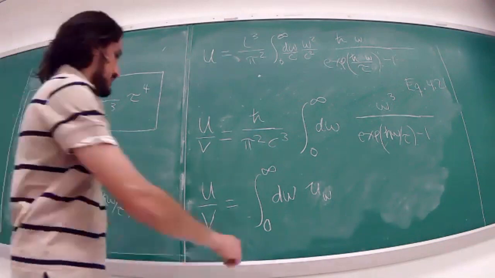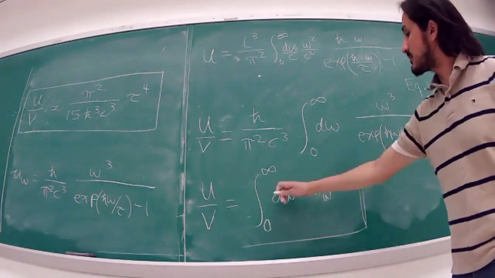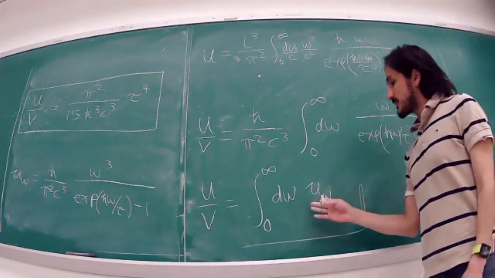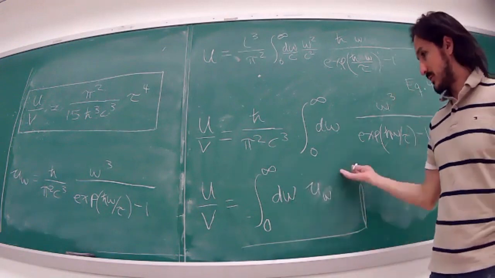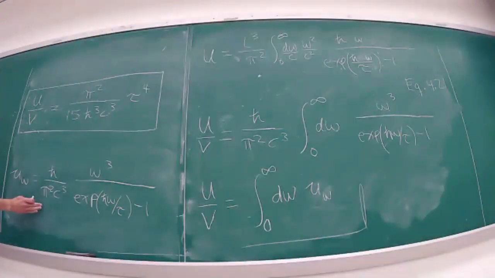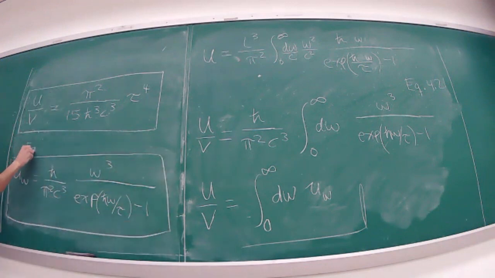So if you write it in this form, it looks like a probability distribution, right? Like we were taking the average or the variance of the distributions. This is the distribution. So the distribution is given by this. Okay, so this is equation 4.22. This is called the Planck radiation law.